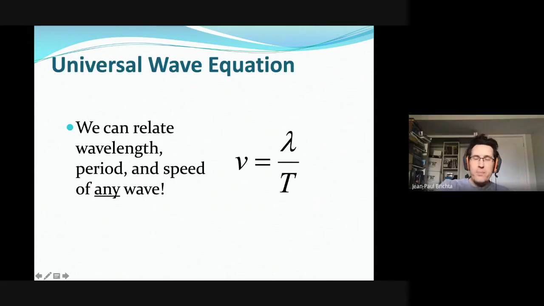Okay, that's it. Perfect. So if we know, for example, what the wavelength of our wave is, and we know the period, right? How long does it take to travel that distance? Then we're good. We know what the speed is. And so this actually works for any wave. It doesn't matter if it's a water wave. It doesn't matter if it's a slinky. It doesn't matter if it's a wave of people at a baseball game. Any wave will obey this equation.